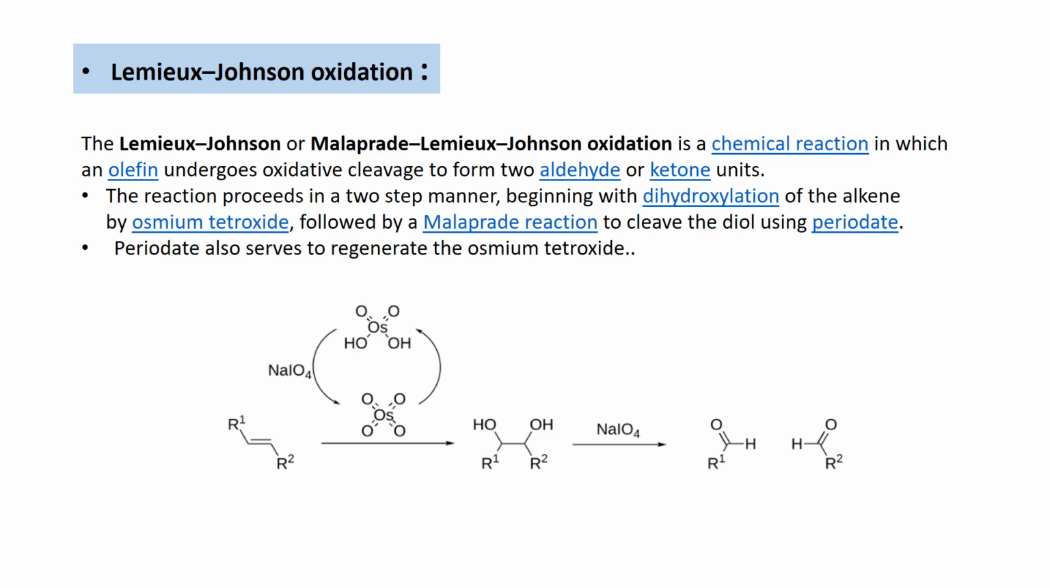This periodate also serves to regenerate the osmium tetroxide, because it is reduced, and osmium tetroxide is a very costly reagent. So whenever we use osmium tetroxide in a reaction, if it is used in an equivalent amount, after one mole of reaction it will be reduced and cannot react further. So if we use a catalytic amount of an oxidant like NaIO4, this will regenerate the osmium tetroxide, making the use of osmium tetroxide catalytic. Otherwise we have to use it in a stoichiometric amount.